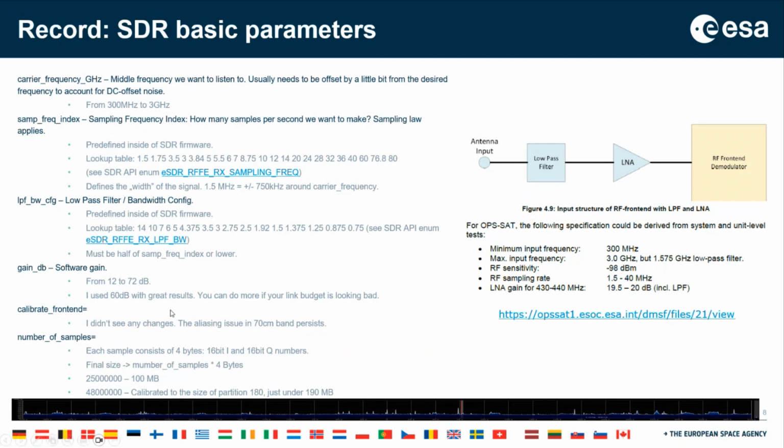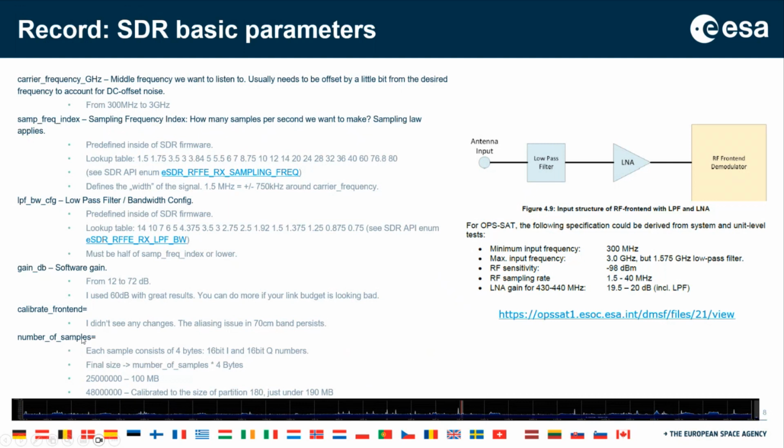Another setting from the SDR side is calibrate frontend. And the official documentation says that it should be used every time we change the low pass config parameter. If you do not trigger the calibrate frontend but change the low pass filter setting, you will get an error message. Well, you get a warning message. But honestly, I tried it with and without, and I didn't see much difference. So it's probably good to do it, but generally I did not see much difference between the recordings.